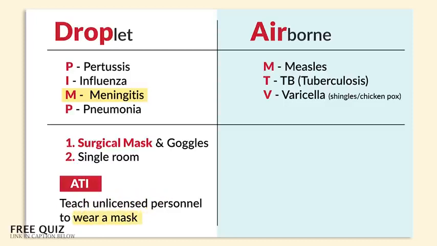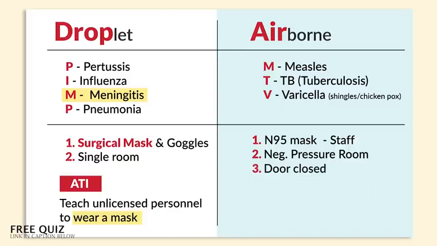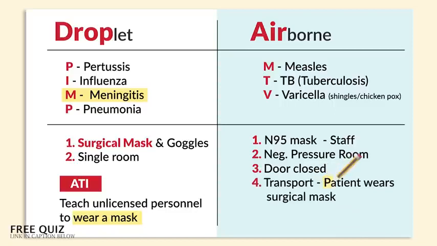And for airborne precautions, the number 1 thing is staff must wear N95 masks. The patient has to be in a negative pressure room, the door must be closed, and here is a tricky one, write this down. When you're transporting, the patient must wear a surgical mask. Now, a few different textbooks had different things to say about this, but overall, surgical mask was the most recommended when a patient leaves the room. So guys, write that down. Not N95, but surgical mask.